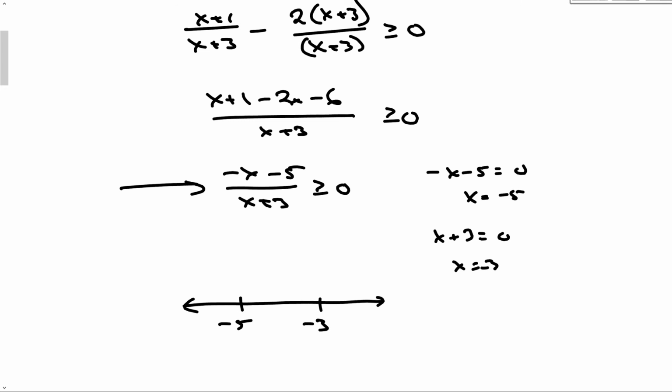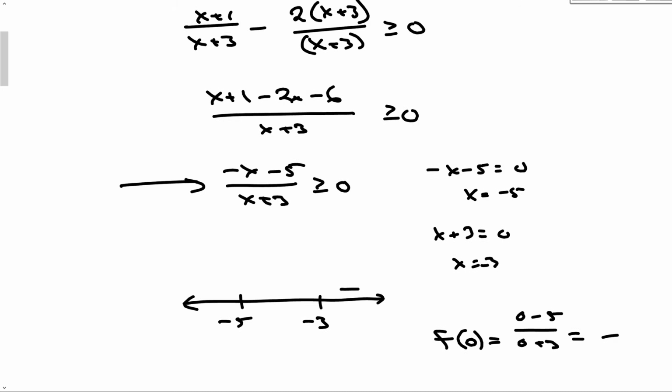Now, I'm going to start with 0 just because I like to do that. So f of 0 gives me, well, -0 is just 0 minus 5 over 0 plus 3. I don't necessarily care about the answer, which is going to be a fraction. All I really care about is whether that answer is positive or negative. So it's going to be a negative, which means that this region right here is going to be a negative.